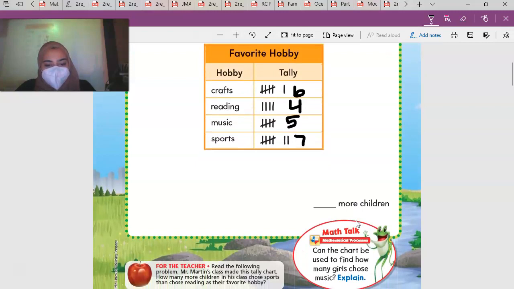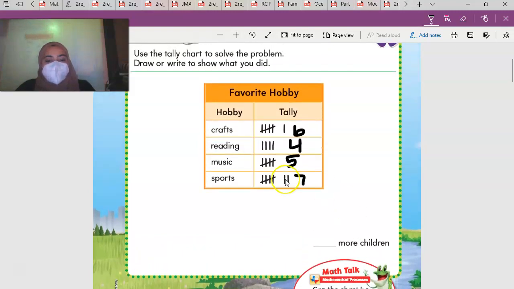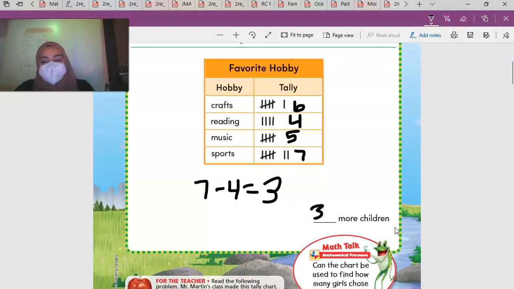The question is, how many more children in his class chose sports than chose reading as their favorite hobby? So sports, then reading. How many people chose sports? 7. And how many people chose reading? 4. And what does how many more mean? Subtract. And what's 7 take away 4? 3. So how many more children? 3. Does anyone have any questions? Okay, we're going to move on.